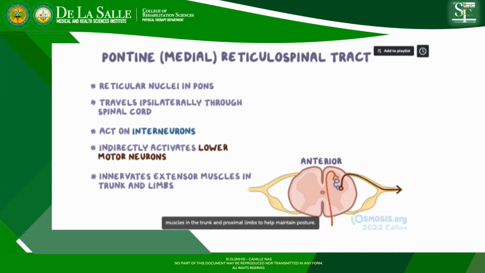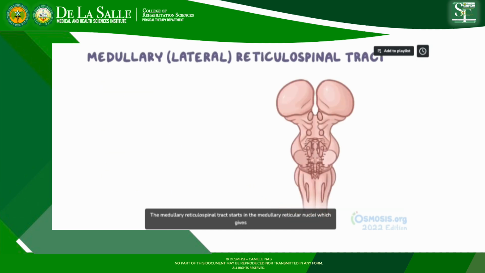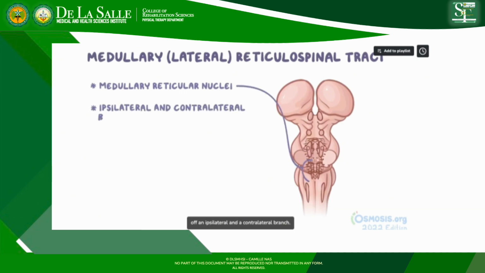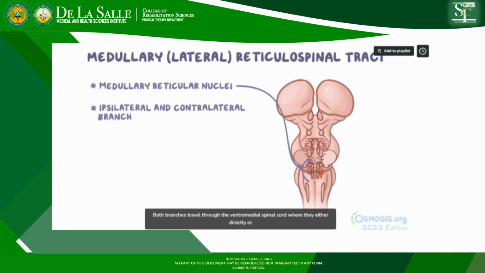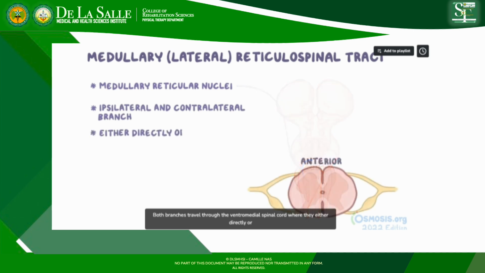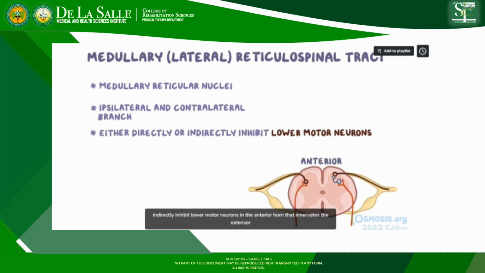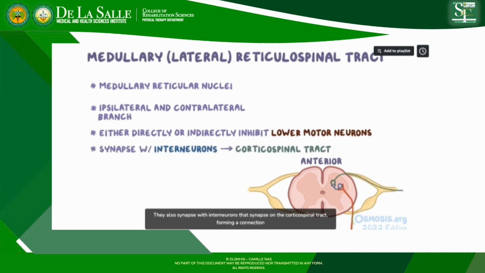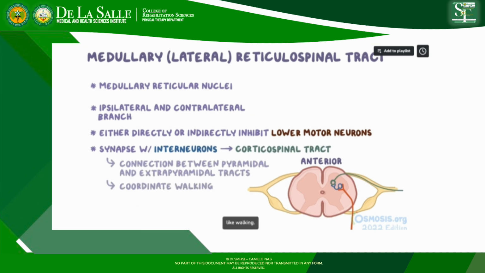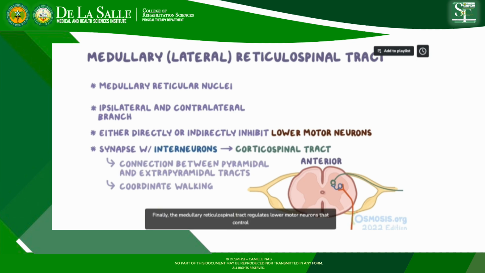The medullary reticulospinal tract starts in the medullary reticular nuclei, which gives off an ipsilateral and a contralateral branch. Both branches travel through the ventral medial spinal cord, where they either directly or indirectly inhibit lower motor neurons in the anterior horn that innervate the extensor muscles in the limbs. They also synapse with interneurons that synapse on the corticospinal tract, forming a connection between the extrapyramidal and the pyramidal pathways, which work together to coordinate an activity like walking. Finally, the medullary reticulospinal tract regulates lower motor neurons that control breathing muscles like the intercostal muscles between the ribs.